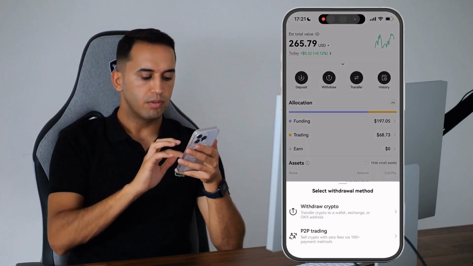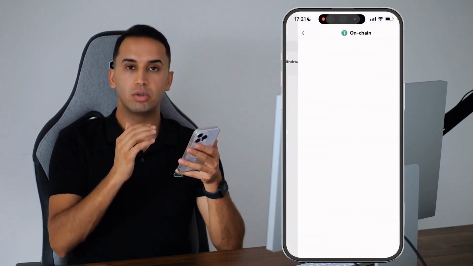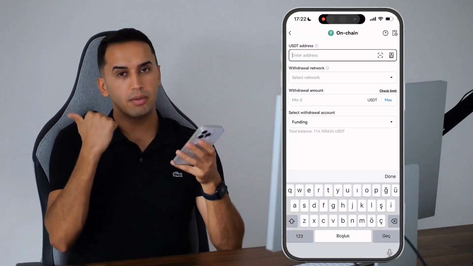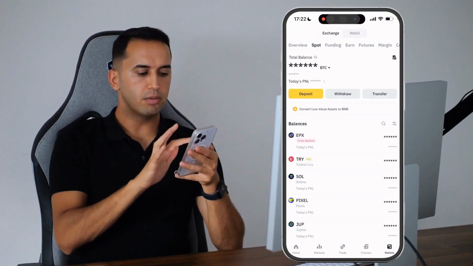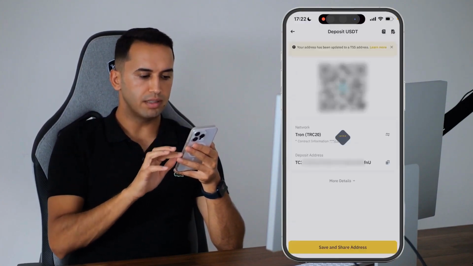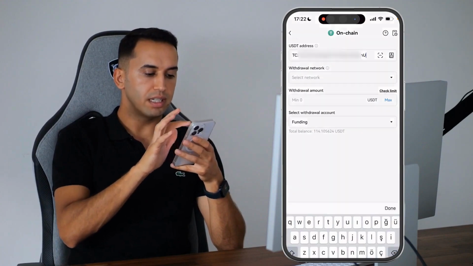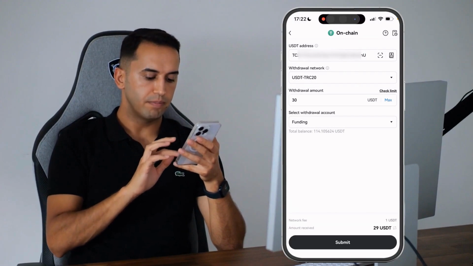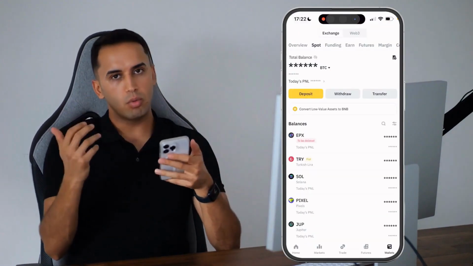Now I pressed on withdraw above. I said withdraw crypto, and I said USDT, and I will send it on chain, that is, over crypto. I'm entering the address. This time, I will get the deposit address from Binance. You can think of it like an IBAN. I'm currently on Binance. I said deposit. I selected USDT. I chose Tron again, and I copied the address, friends. I came to the address and pasted it here. I selected Tron as the network, and let's say you will send $30. I'm clicking on submit. When I press confirm, my friends, the money will transfer from OKX to Binance.